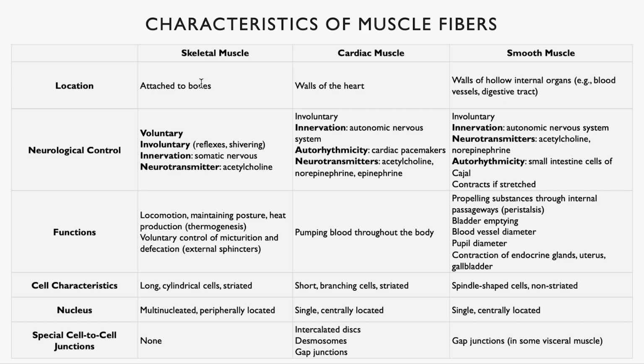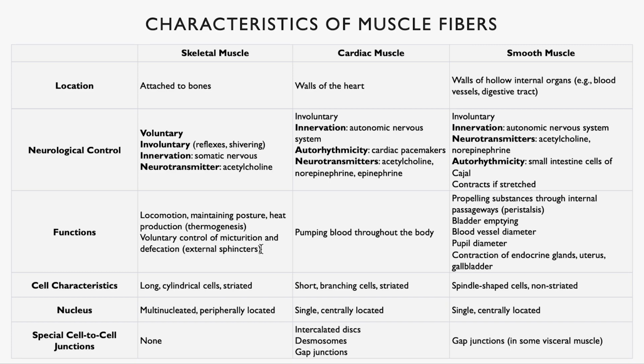Skeletal muscles are also in charge of producing heat. Shivering, for example, heat production is called thermogenesis when we are in a cold environment. And it participates also in the control of micturition, urination, and defecation. Okay, the voluntary control of these activities, and we contract the external sphincters in the urethra and anus, so we don't urinate or defecate unless we are in a convenient place.